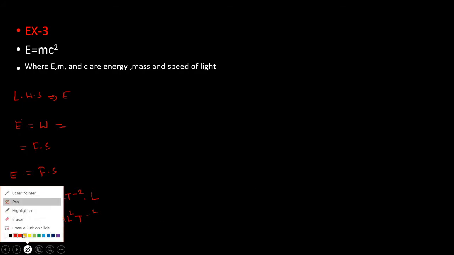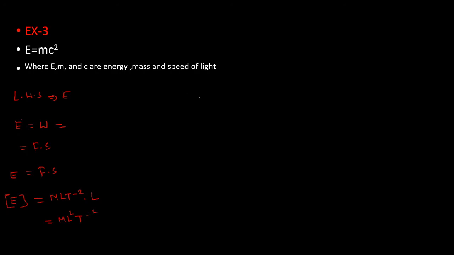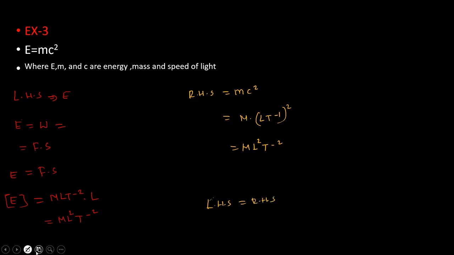Now the right hand side, that is m c square. What is m? M is the mass, so the dimension is capital M. What is c? Speed. And speed is displacement by time, which is L T to the power minus 1, with whole square. So that will be M L square T to the power minus 2. Once again we can say left hand side equals right hand side. Is that clear to all of you? I hope it is clear. Clear, guys?